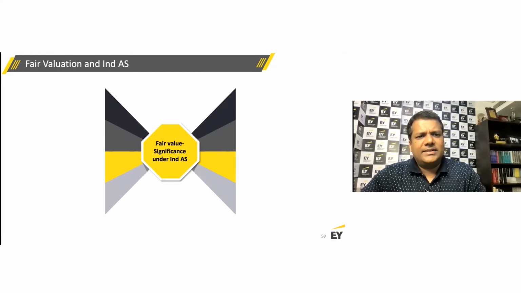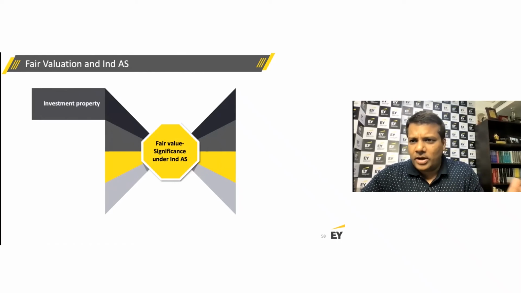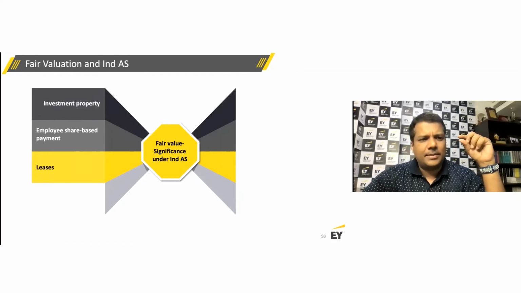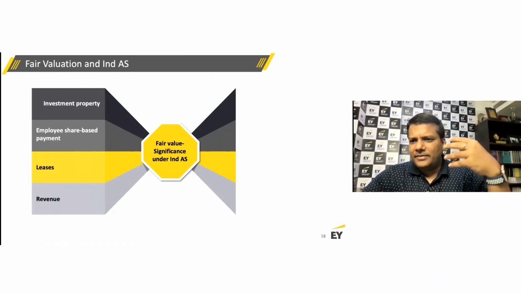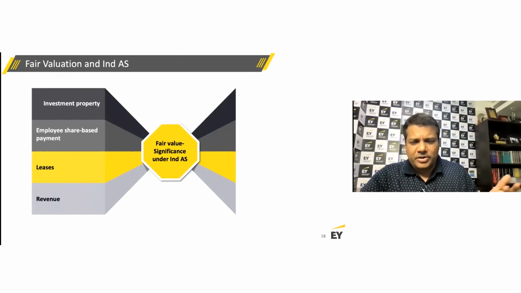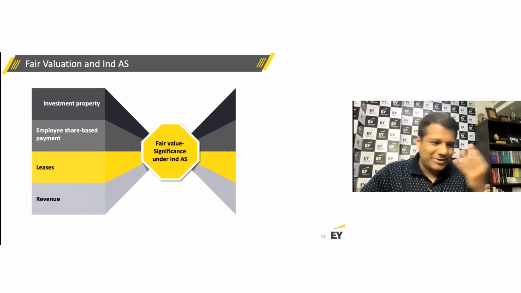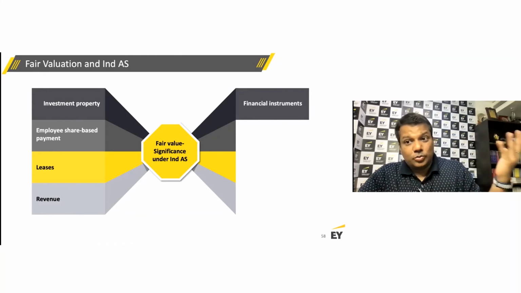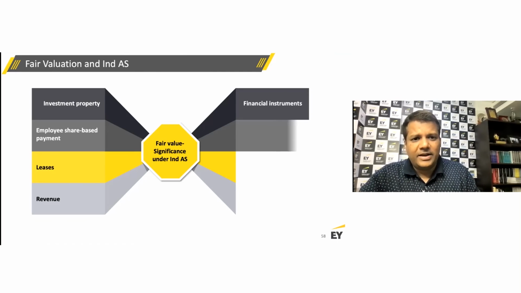So when you look at fair value significance under Ind AS, where all it is being used: investment property, because you have to do fair value disclosures of investment property; employee share-based payment, apply this under IFRS 2, Black-Scholes pricing model, you got to disclose a lot of assumptions; leases, you got to again make disclosures of those discount rates and all. Revenue recognition, if there are multiple elements arrangement, multiple performance obligations, you allocate the contract consideration to each of the performance obligations, and that again is based on certain fair value estimates. Then you have financial instruments, significant use of fair value.